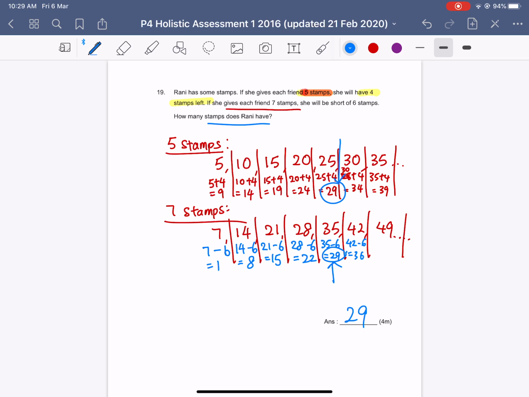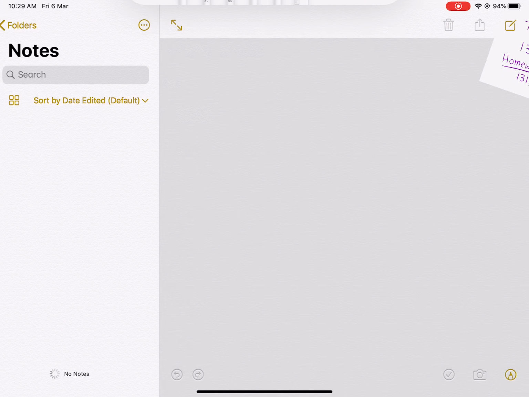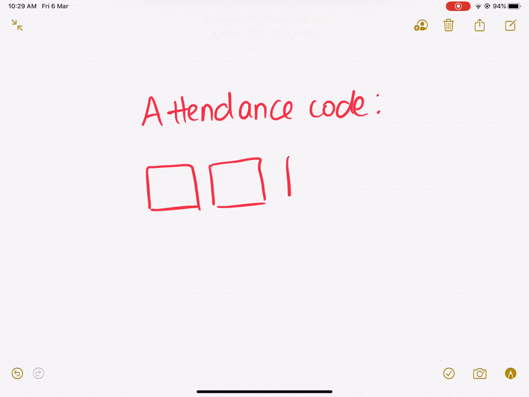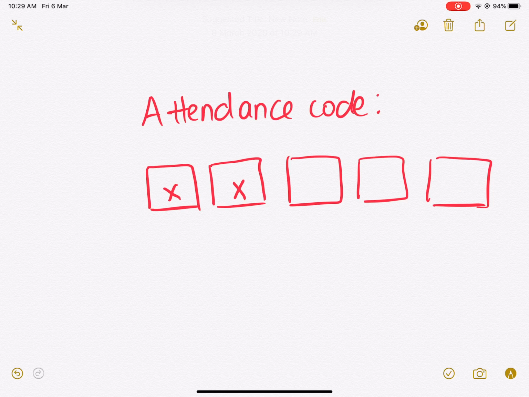Also, your attendance code for this activity will work like this. You are going to fill in a 5-digit attendance code. The first 2 digits are made up of your register number, and the last 3 digits are our class. If your register number is 1, your attendance code will be this. If your register number is 36, your attendance code will be this.